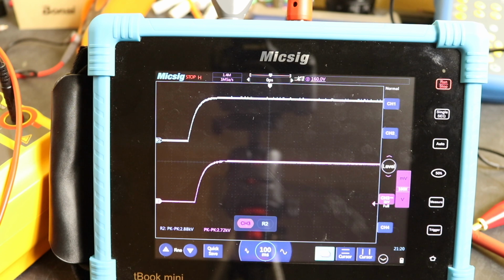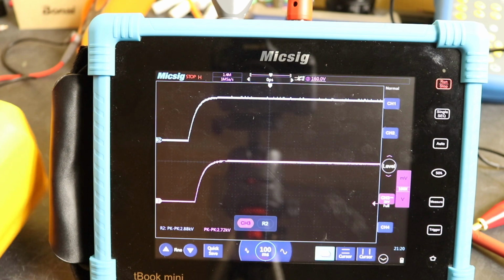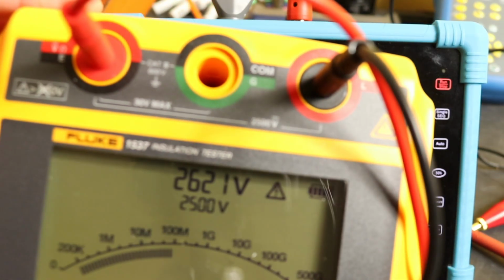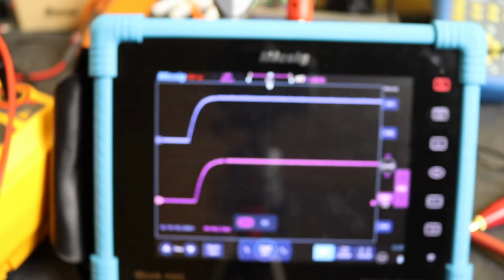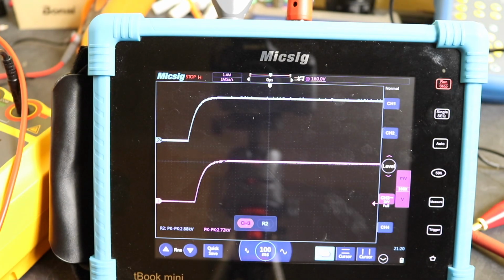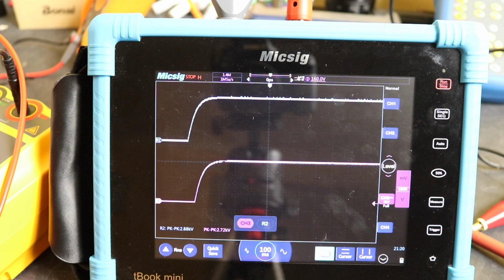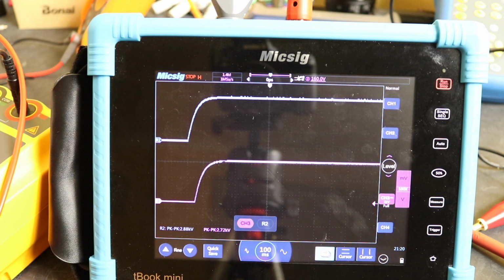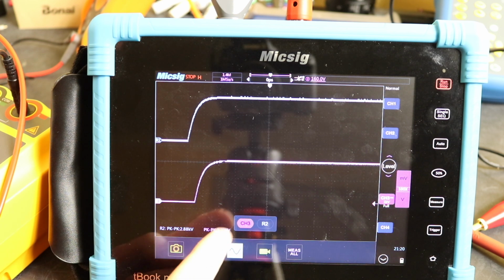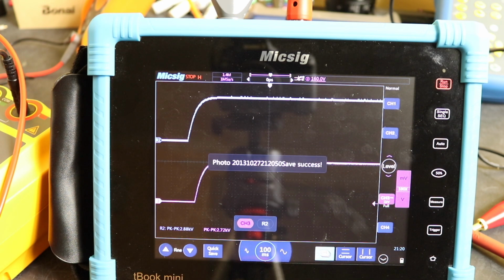So our output voltage is 2.621 kV. You can see that 2.622 kV on the insulation tester itself. And we got 2.72 on the 100 to 1 probe and 2.88 on the 2000 to 1 probe. So that's a slightly better reading on the 100 to 1 probe there.